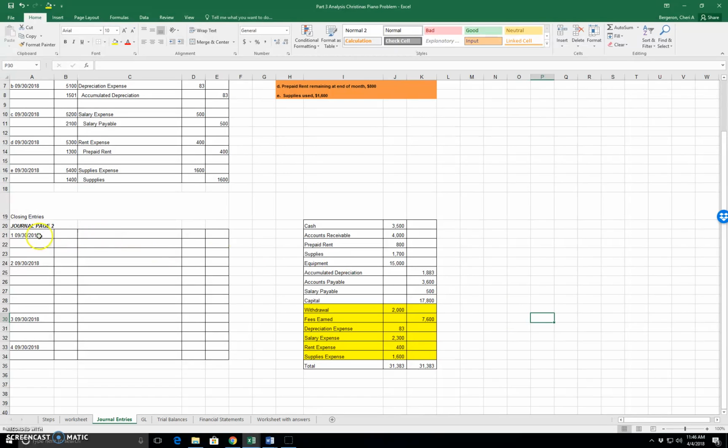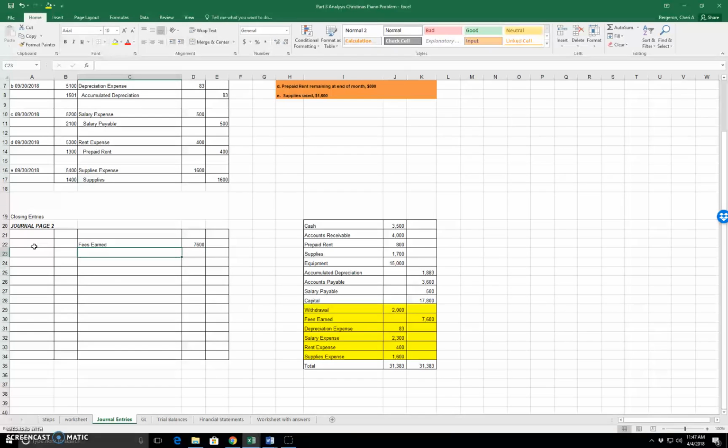The first step in my closing entries is to close revenues and expenses to capital. If I want to close my revenue account, it has a credit balance, so to close it, I'll debit it. It's called fees earned, so I'm going to debit it. Oh, that's for my date, sorry. Fees earned, so I'm going to debit it for $7,600.